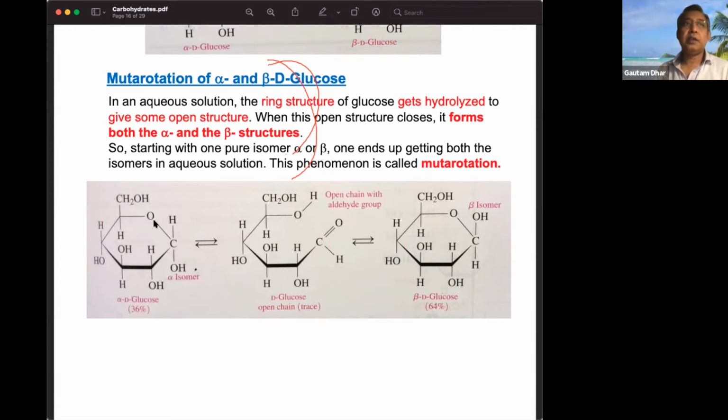This ring, because this bond is open and closed, and if you keep it for a long time, you'll gradually see that both the isomers are being produced, like the alpha and the beta, and an equilibrium is established. In that, we have 64% beta D and 36% alpha D. You started with 100%, and now it becomes 36 and 64. So naturally, the plane of polarization of the light will change, and this is called mutarotation.